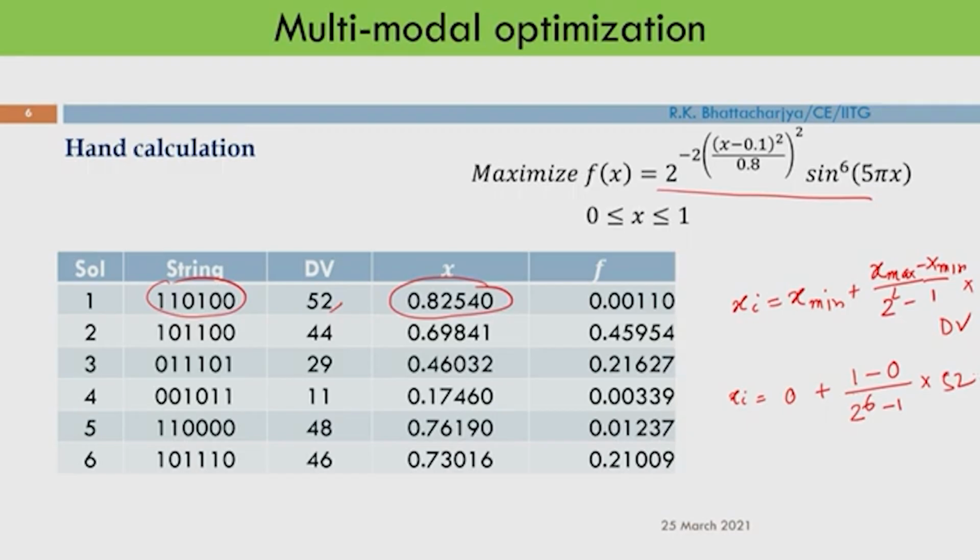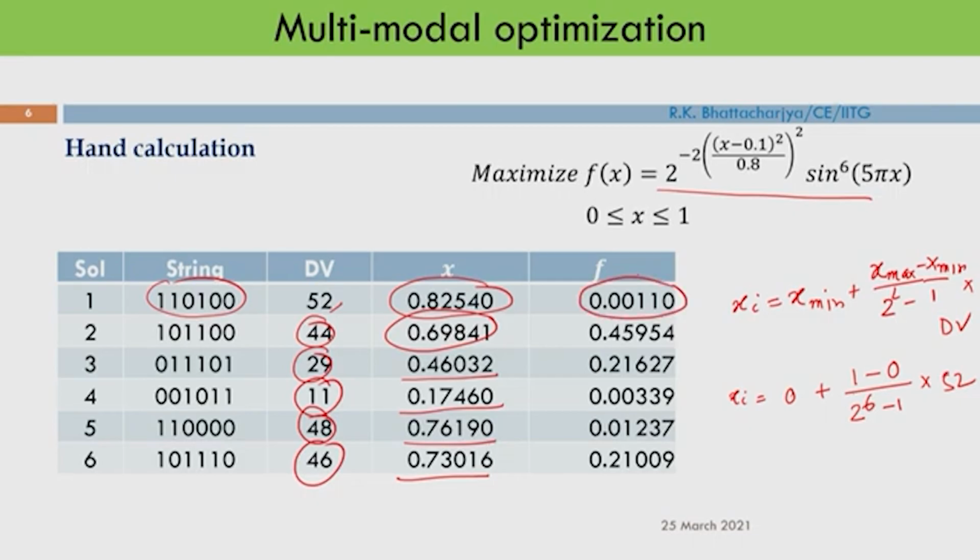In that case I should get 0.82540. For the second one, the decoded value is 44 and the x value is 0.69841. The third one has decoded value 29 and x value 0.46032. The fourth one is 11 and this is 1.17460. This is 48 and this is 0.76190, and this is 46 and this is 0.73016.